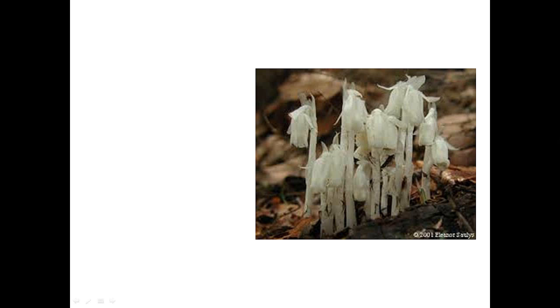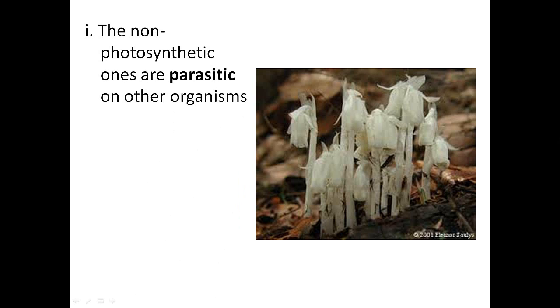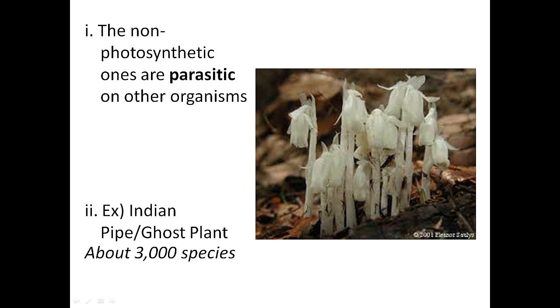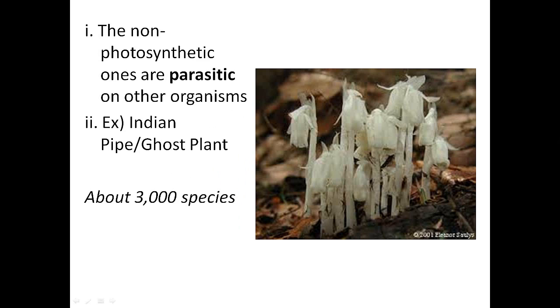This is an example that is not an autotroph. This is a parasitic plant. So there are some that are non-photosynthetic, and they are parasites. This is called the Indian pipe, or the ghost plant. And there's about 3,000 other species of plants that are parasites and actually don't make their own food.